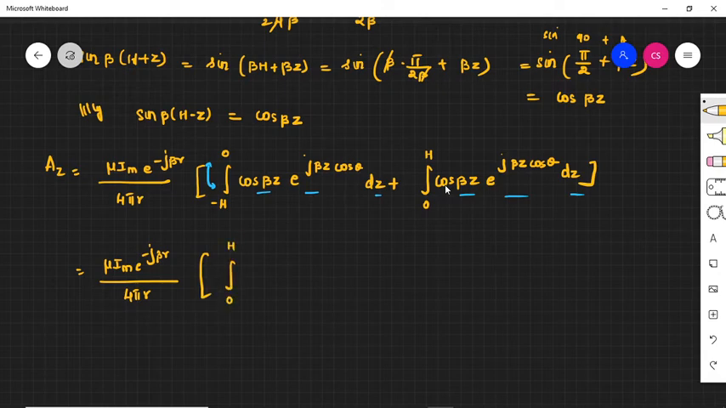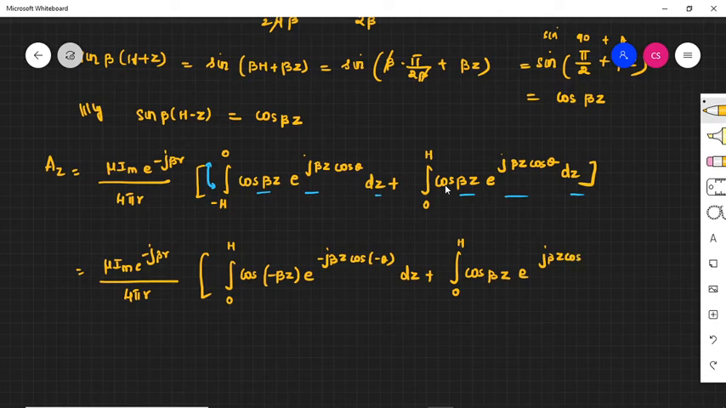If I change the limits of integration, all the angles will become the inverse angle, into cos of minus theta dz, plus integration of 0 to h cos beta z e power j beta z cos theta dz. Now what is cos of minus theta? It is the same cos theta. So this becomes cos theta. This term becomes the same cos theta.